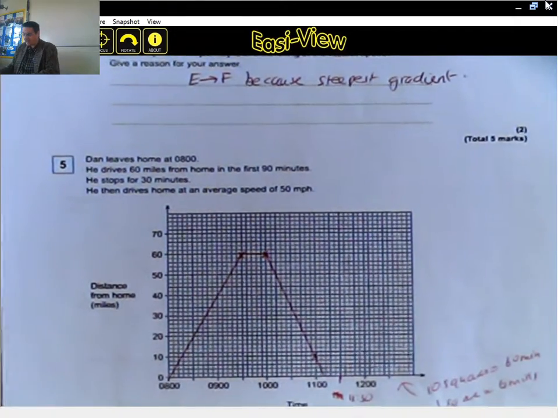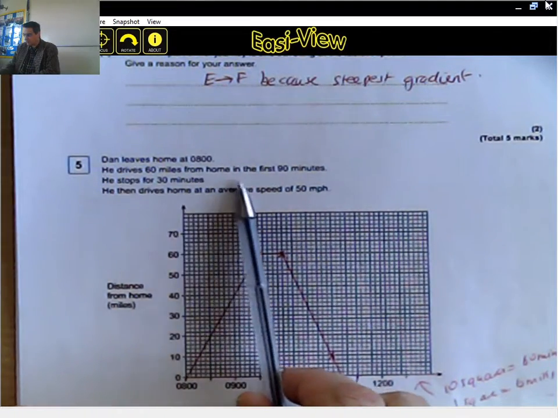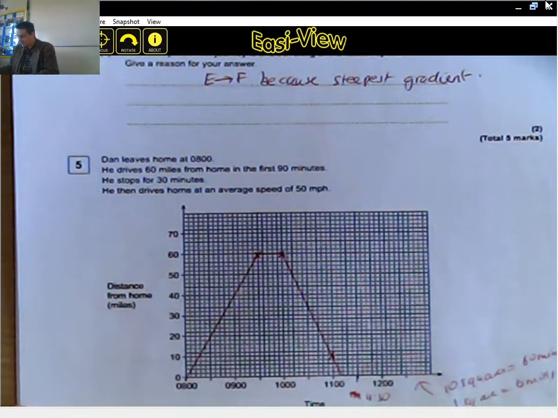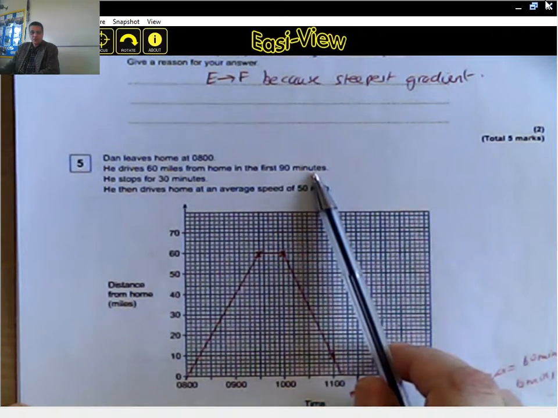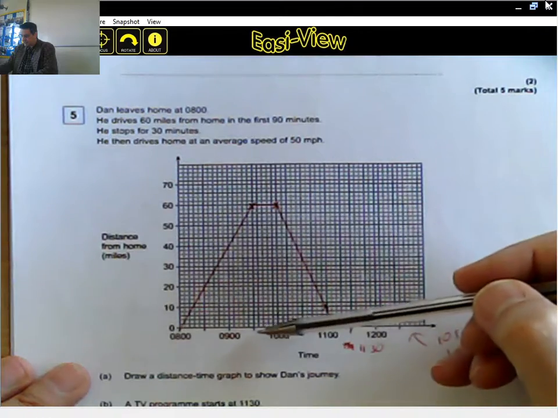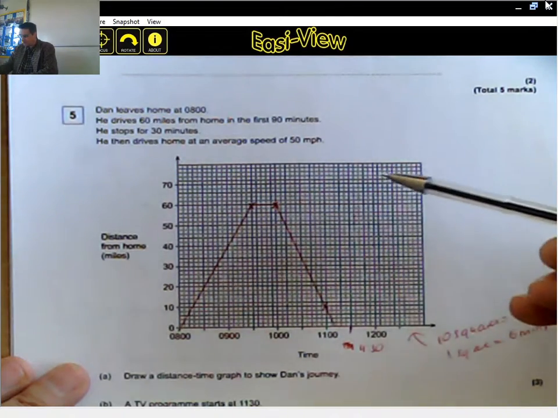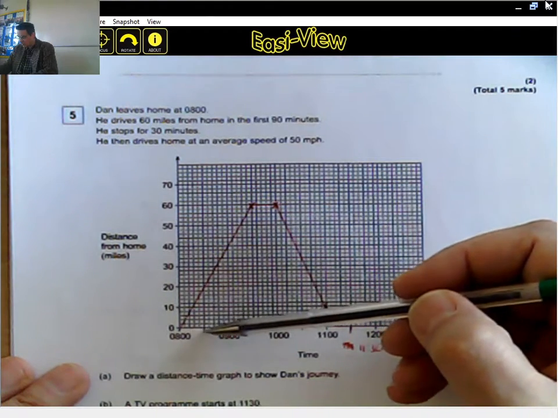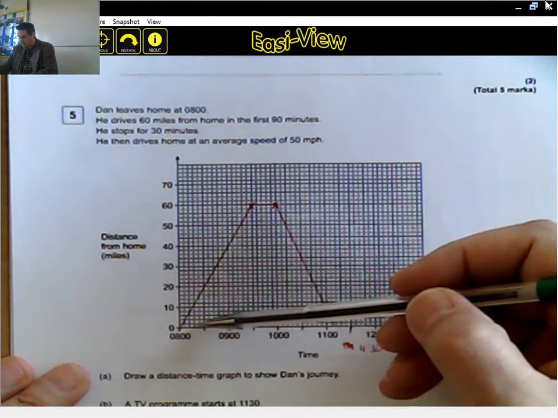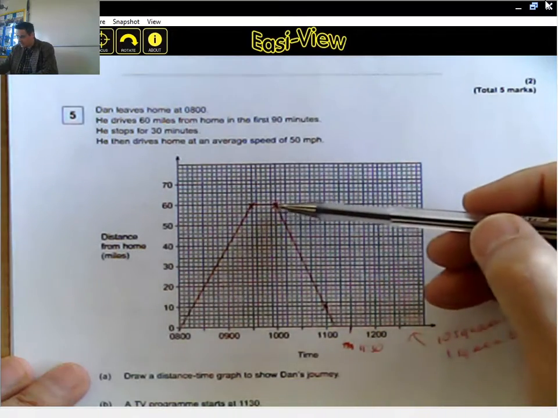This one over here, Dan leaves home at 8 in the morning. He drives 60 miles from home in the first 90 minutes. Well, 90 minutes is 1.5 hours. So by 9:30, he should have reached 60 miles. Stops for 30 minutes, which is how many squares? That's going to be 1, 2, 3, 4, 5 squares. So go 5 squares along.